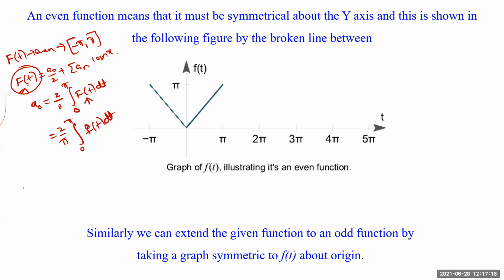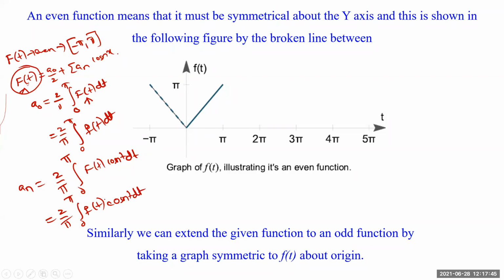In a similar way, you can evaluate an. How can you evaluate an? The actual formula for an is 2 by pi into integration from 0 to pi capital F of t into cos nt dt. We normally write it as cos nx into dx. Similarly, here in the interval from 0 to pi, capital F of t is nothing but small f of t, so you can write it as f of t into cos nt dt. So you can easily evaluate a naught and an. Thereby, when you extend the given function as an even function, you get the Fourier series which involves only cosine terms.